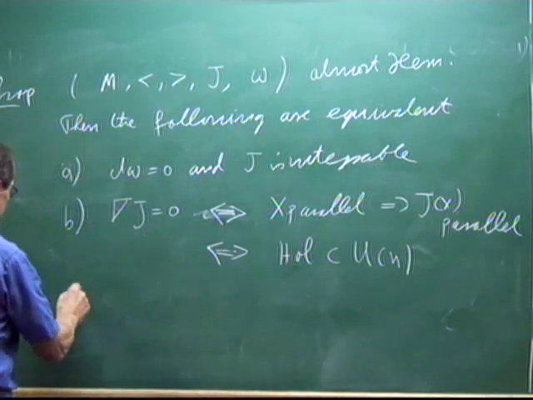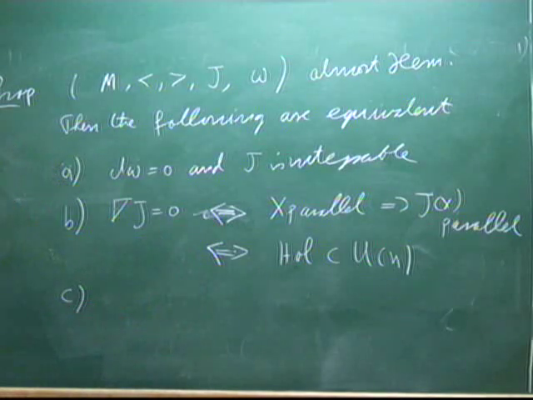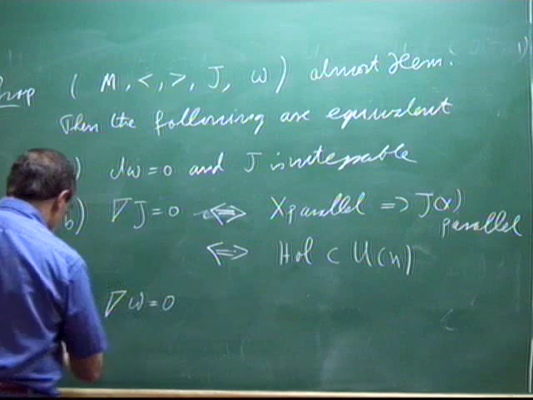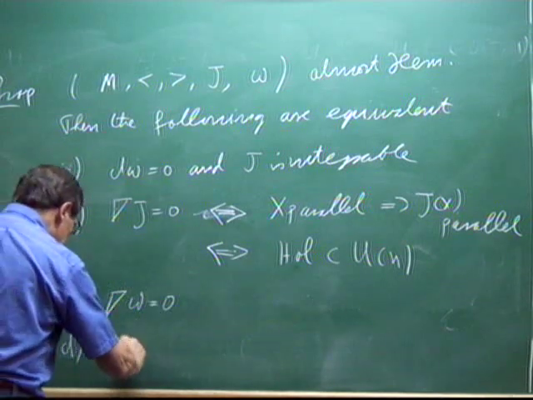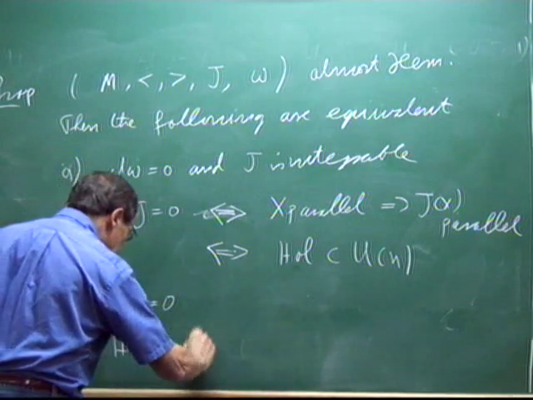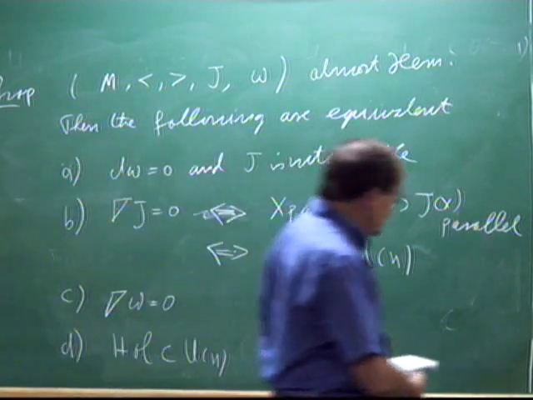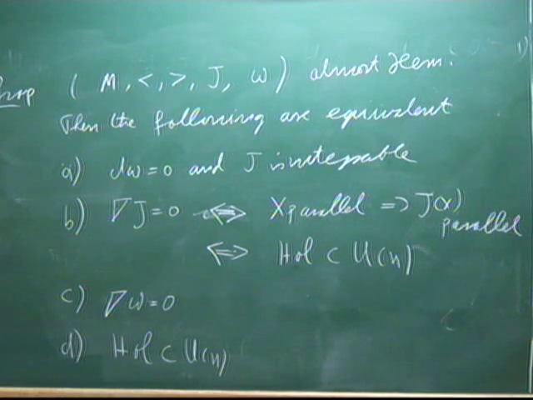This one is not. Another one is that omega is parallel, and that the holonomy is all contained in U(n). This implies one direction, but the other one we have to think about. So I claim these conditions are equivalent.